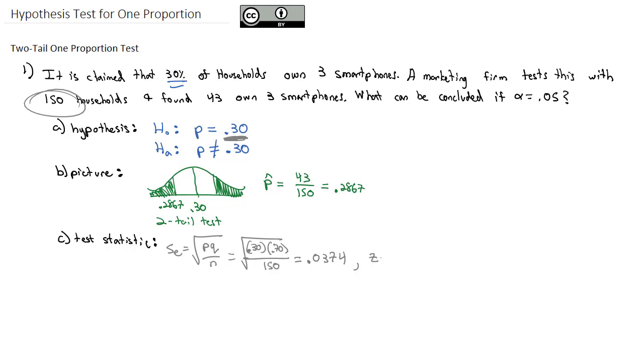Once we know the standard error, we can actually calculate the test statistic, which is z. We know z is our sample proportion minus the hypothesized proportion divided by the standard error. So in our case, the sample proportion was 0.2867. We'll subtract the hypothesized proportion of 0.30. And we'll divide by the standard error of 0.0374. When I do that, I get negative 0.36 as our test statistic.